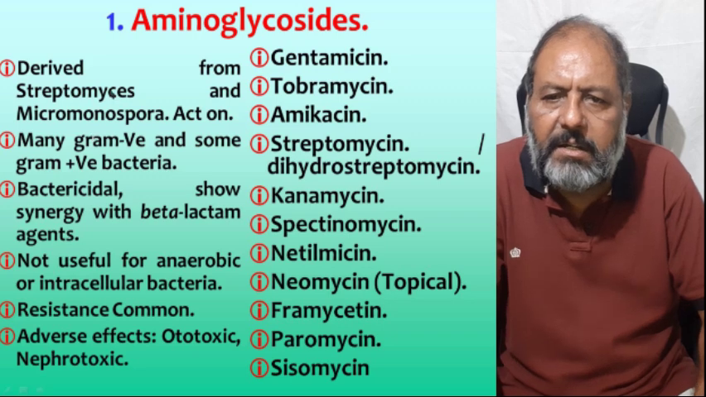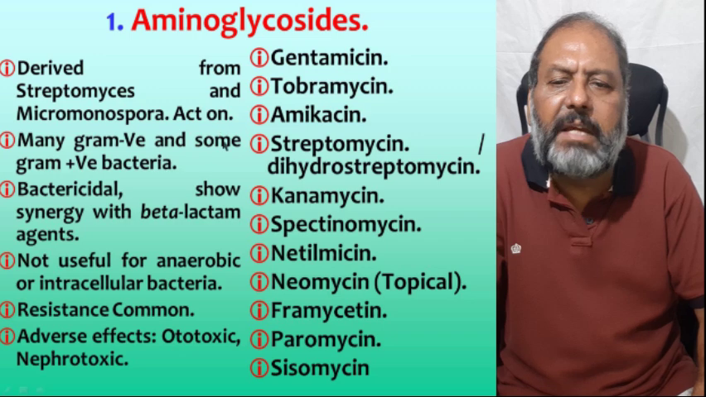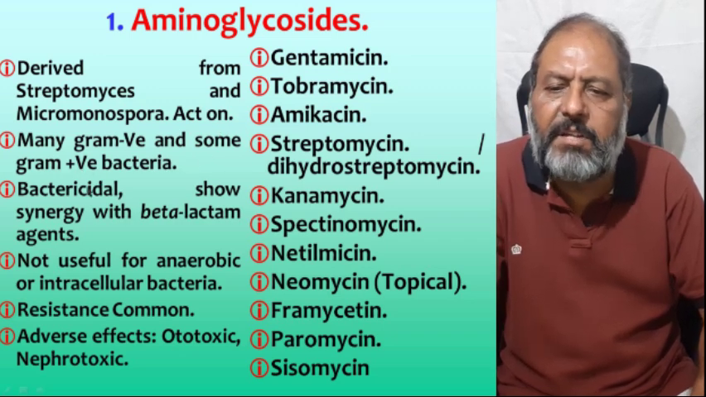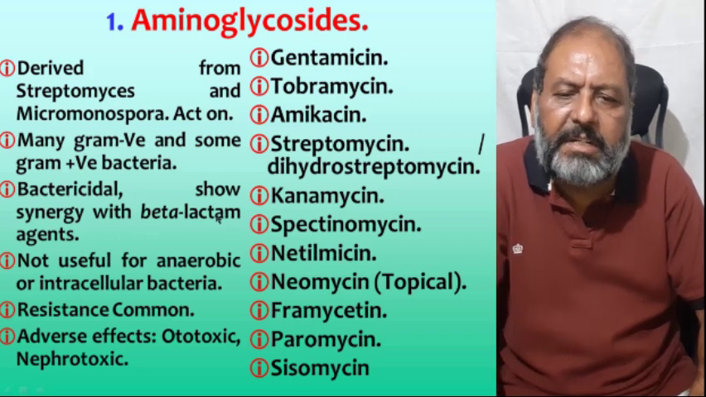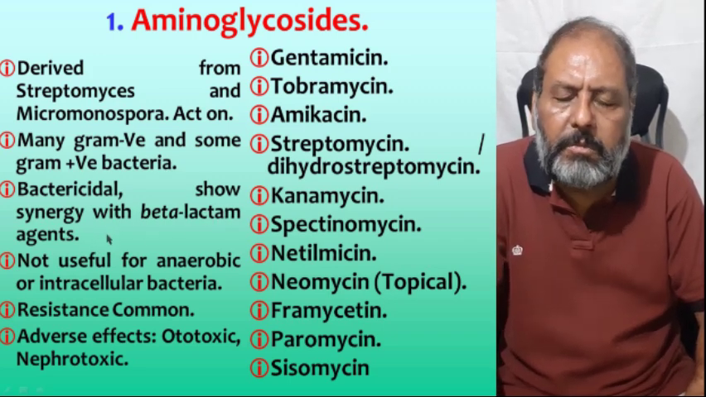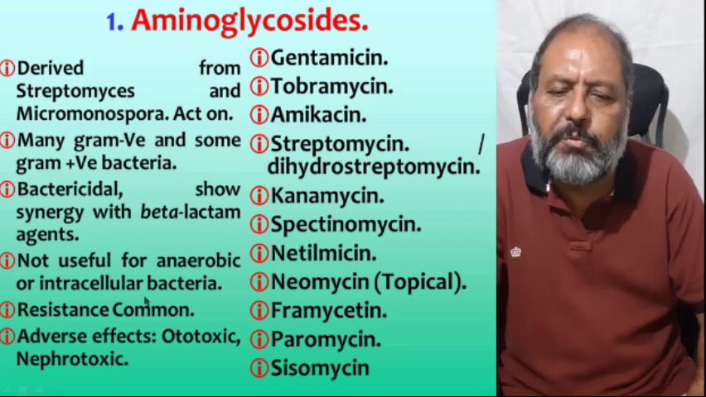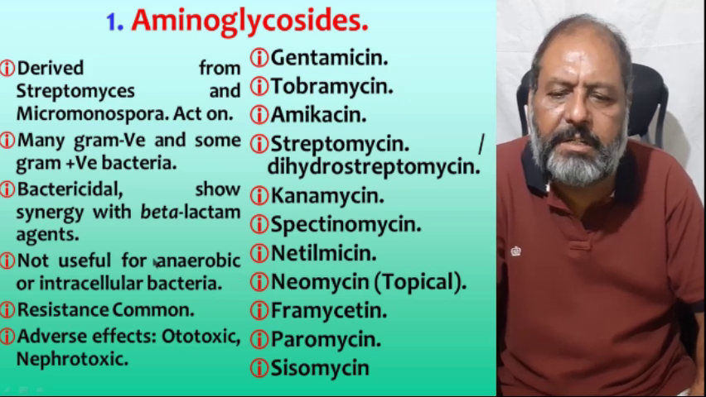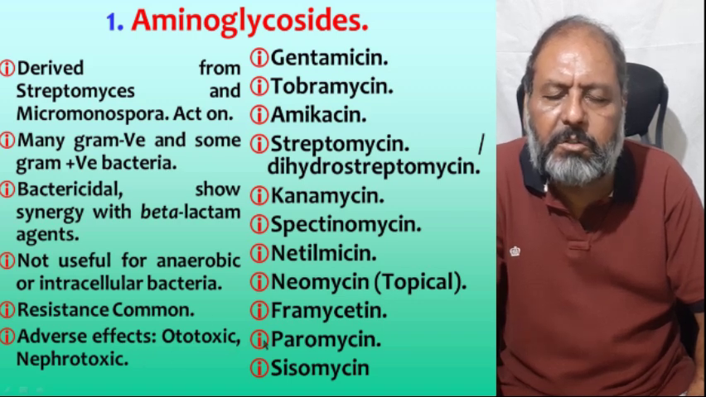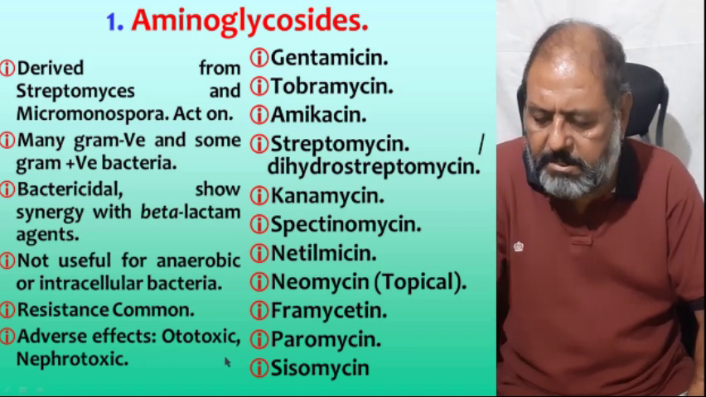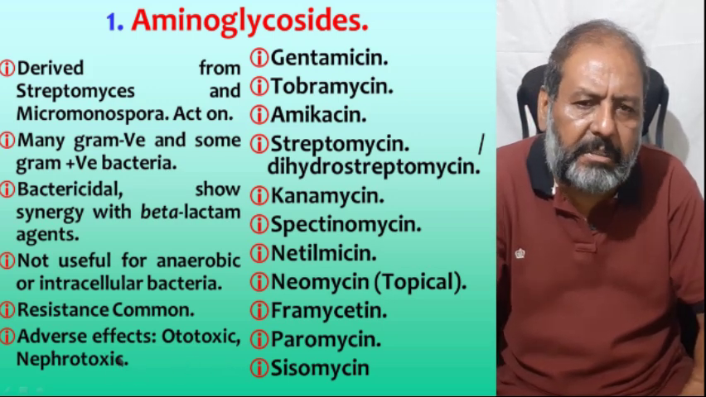First, the aminoglycosides. These are derived from Streptomyces and Micromonospora. They act on many gram-negative and some gram-positive bacteria. They are bactericidal in nature and show synergy with beta-lactam agents, so they work more efficiently when combined with a beta-lactam antibiotic. They are not useful for anaerobic or intracellular bacteria. Resistance is common, and adverse effects are that they are ototoxic, acting on and damaging the ears, and they damage the kidney, so they are also called nephrotoxic.